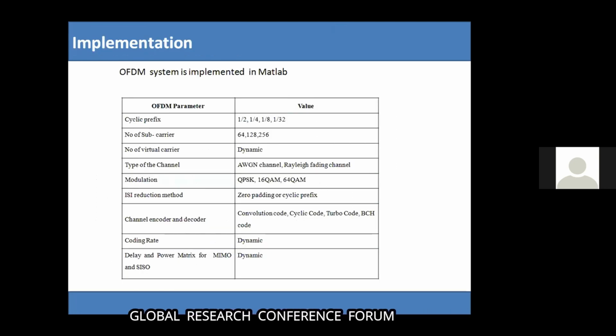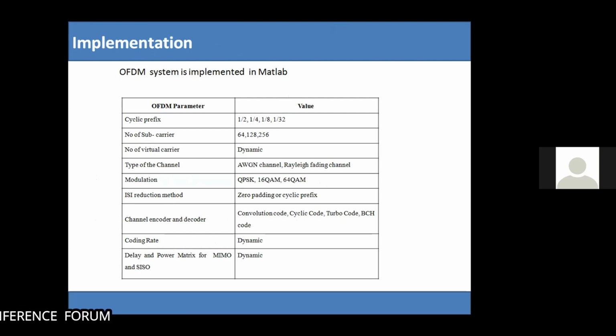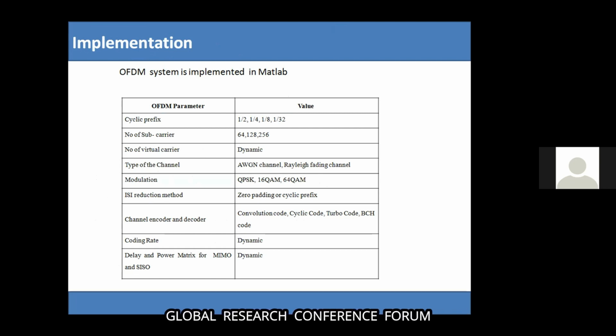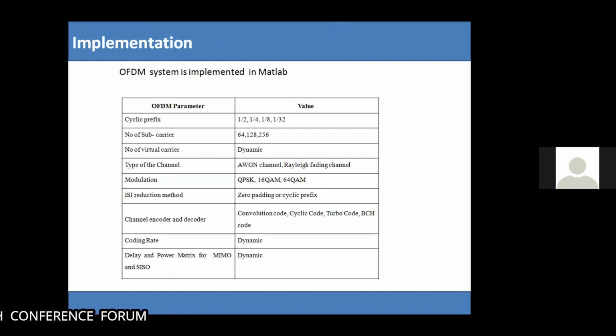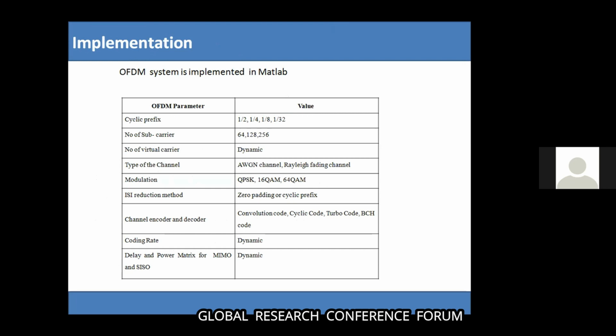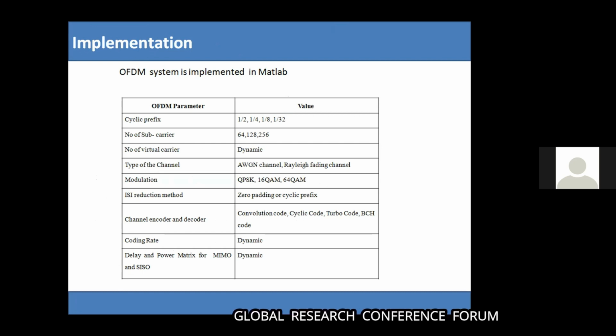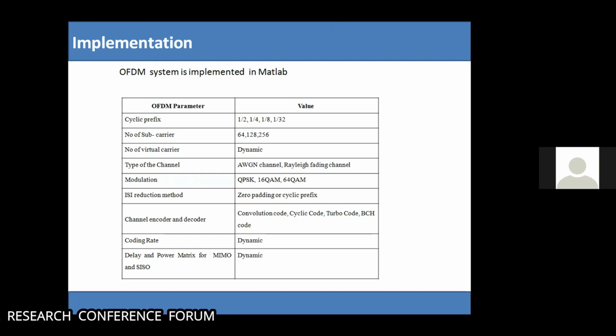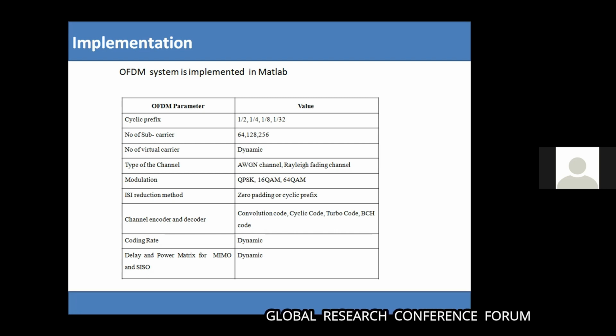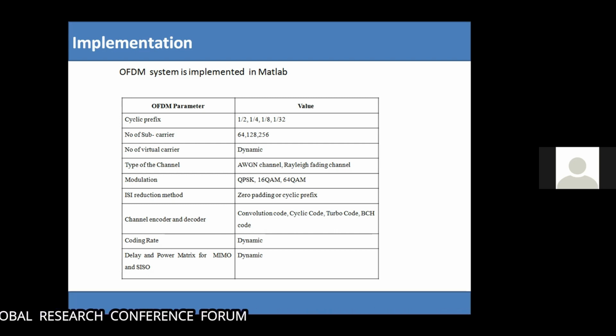When implementing our OFDM system, I used MATLAB 2010. I designed the OFDM transmitter, then the channel. The channel may be a MIMO channel or a SISO channel. Then I designed the receiver also. When designing this system, I keep some OFDM parameters dynamic. For example, the cyclic prefix may be 1/2 or 1/4. I may keep it as 1/8 or 1/32, like that.